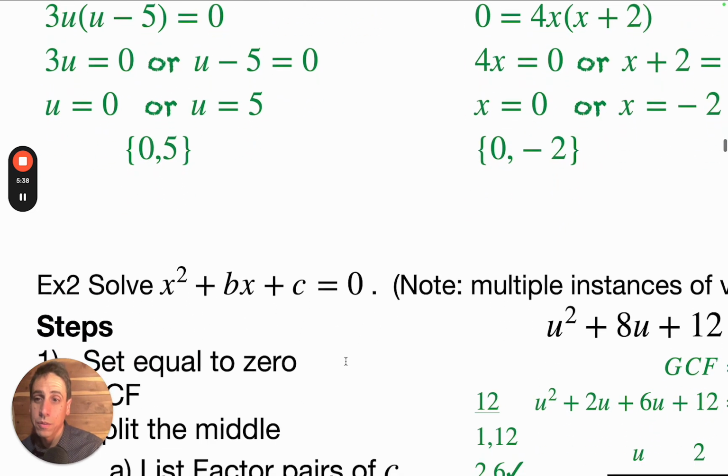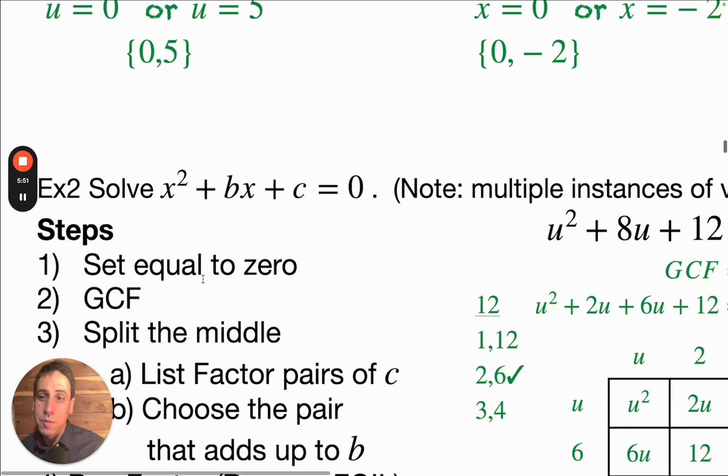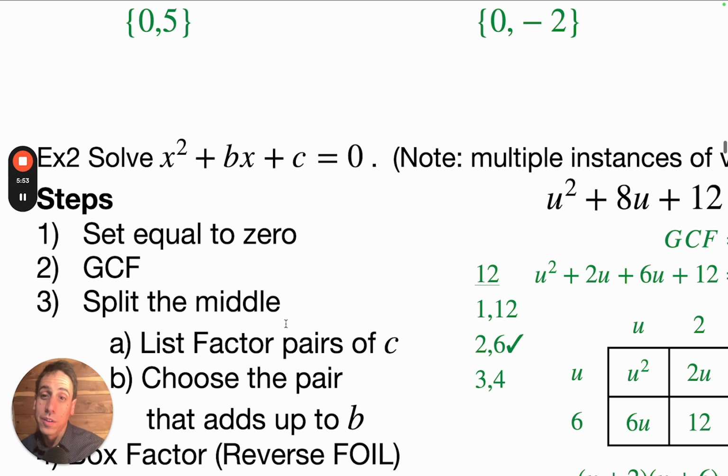So I'm going to run through some steps. First of all, if it's not already equal to 0, you've got to set it equal to 0. Second, you always got to check for a GCF. It's standard whenever you're factoring. The next one is a process called split the middle, and this might be new.